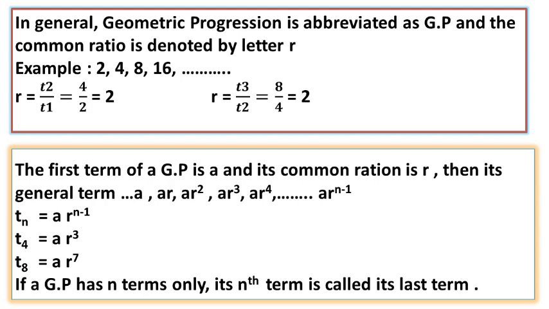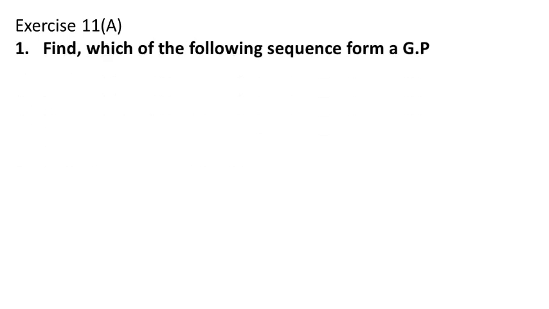Let us solve the exercise problems. Exercise 11A. Question number 1. Find which of the following sequences form a GP. The terms are given as 8, 24, 72, 216 and so on. We need to cross check whether the given terms are in GP or not.